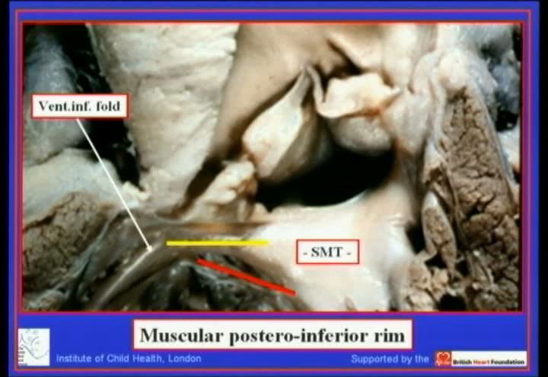And the surgeon is able to place his stitches along this muscle bar when using a patch so as to put the common arterial trunk back to the left ventricle. So from two-thirds to four-fifths of patients with common arterial trunk will have this arrangement with a muscular postero-inferior rim, and only a minority will have the perimembranous defect.